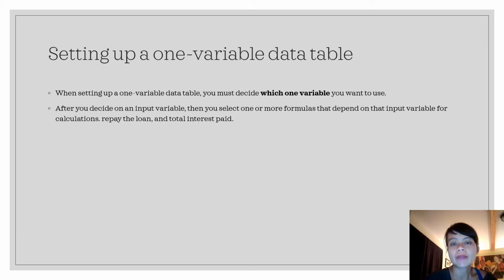So, how to set up a one variable data table. When setting up a one variable data table, you must decide which one variable you want to use, which is the one that is going to change. After you've decided on an input variable, you must select one or more formulas that depend on that input variable for calculations, such as repaying the loan and interest, total interest paid.